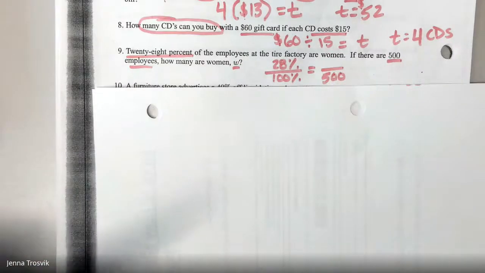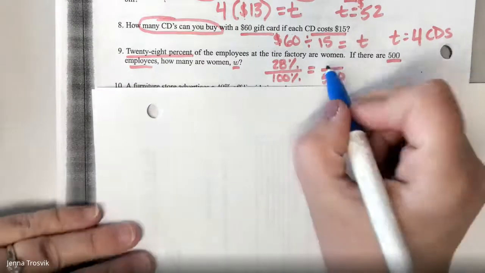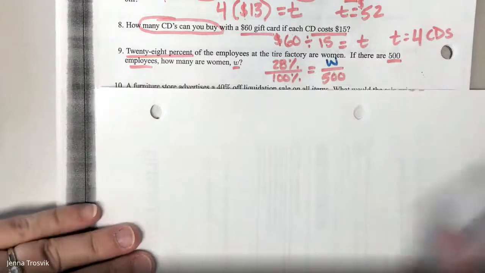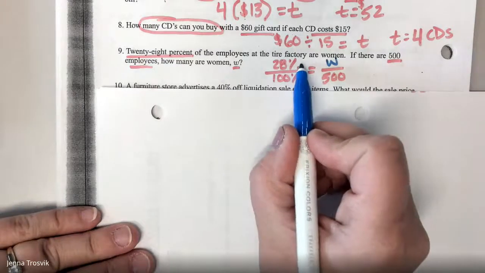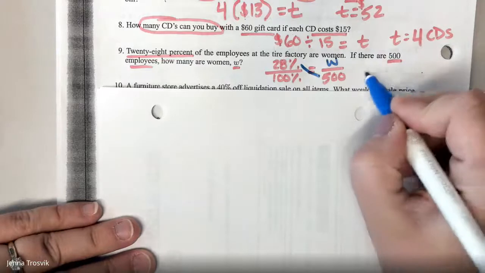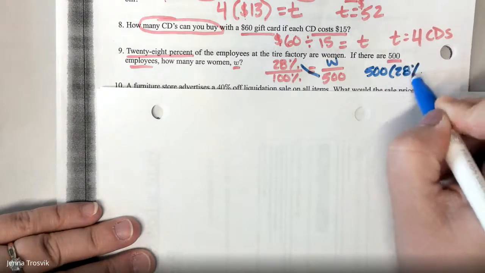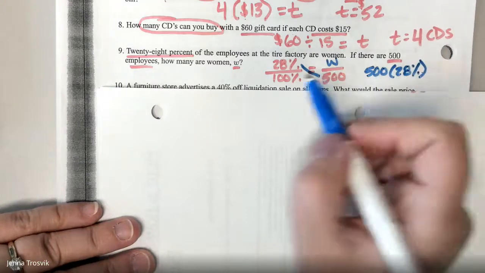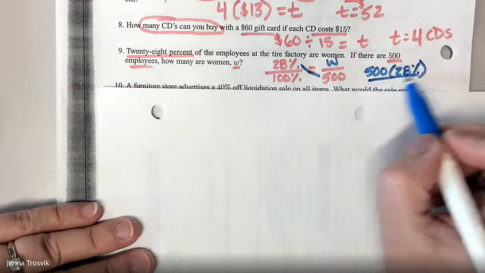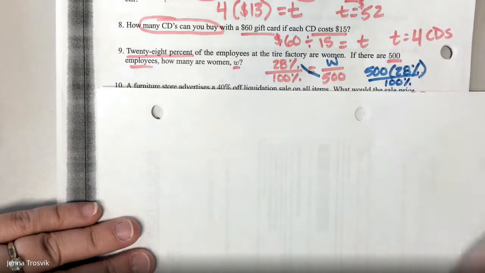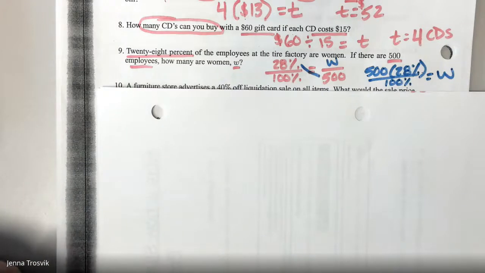My missing number would be W. So what you would do is cross multiply to solve your missing number. So I would take 500 times 28%, and then I would divide it by 100%. And that will give you how many were women.